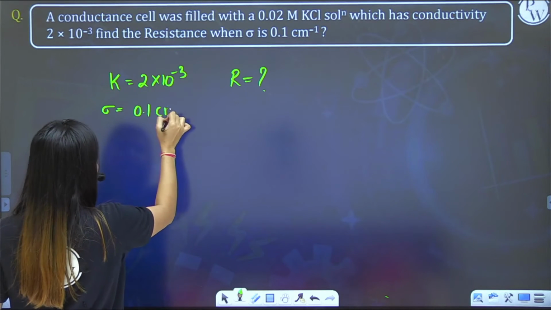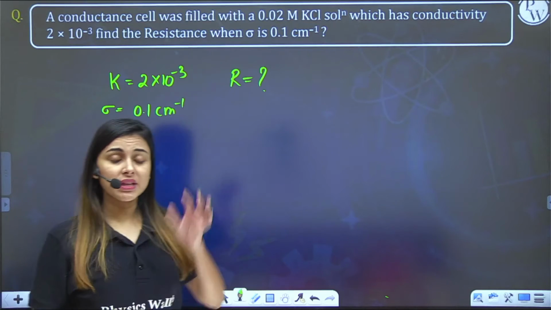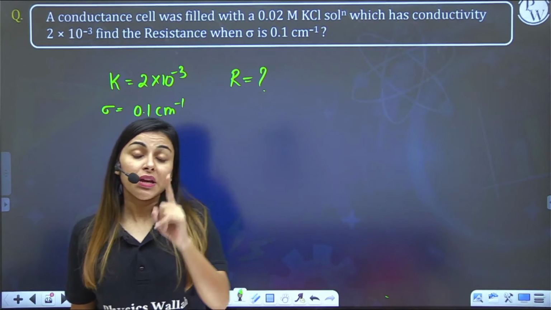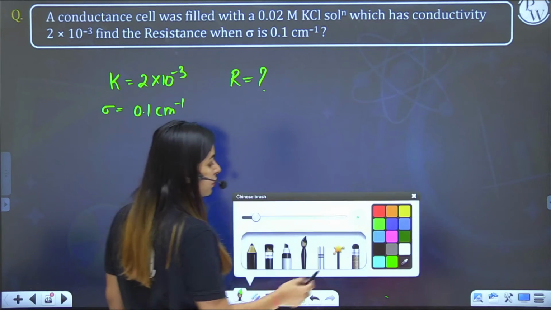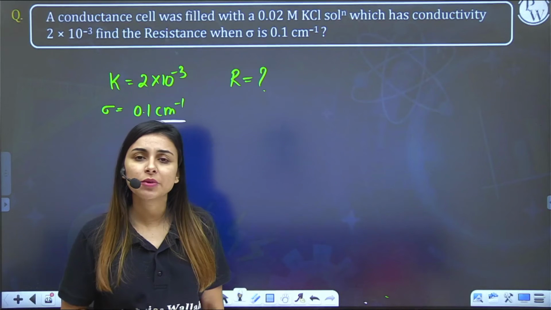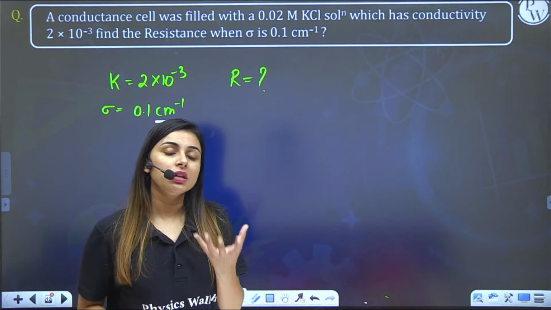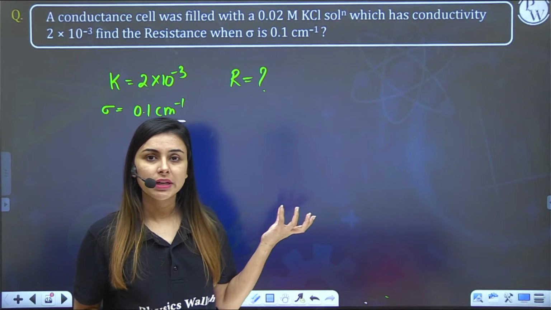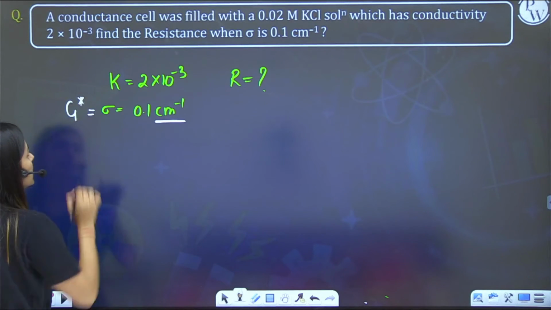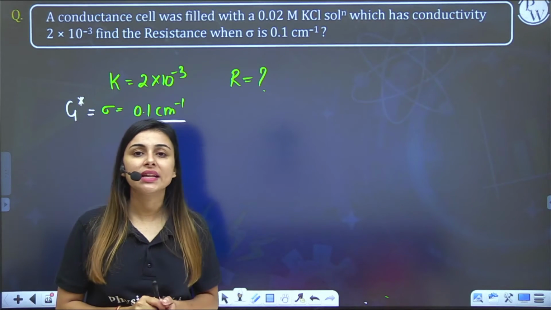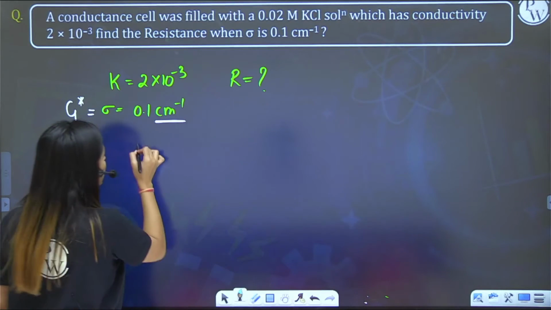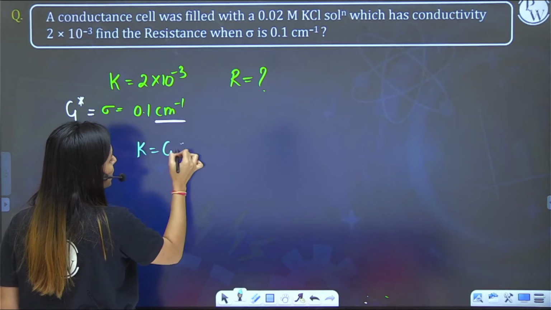0.1 centimeter inverse. Now, the first question that will come to your mind is, ma'am, what is sigma? We haven't studied sigma. If you come across any such symbol which you haven't seen, just see the unit. It is centimeter inverse. Which term has this unit? It is cell constant. So they are giving you this as your G*. Now we can find everything out. We know that conductivity is equal to G into G*.